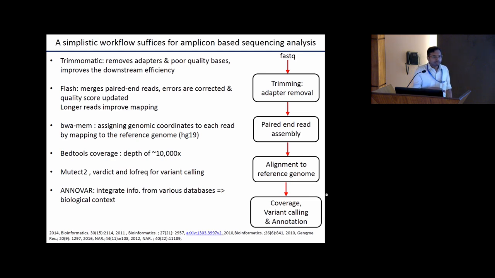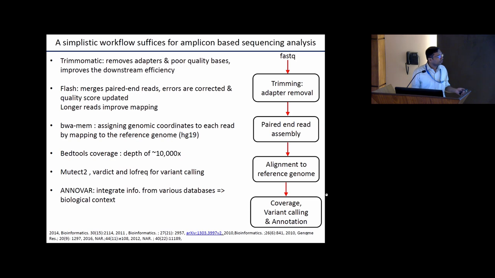Second step is to assemble the reads. For most of our sequencing assays, we perform paired end sequencing, right? That means the read is sequenced from both ends. So we need to combine those, right? And that is done using a tool called FLASH. It merges the paired end reads. It does some error correction for the overlapping part. It updates the quality score, and then these longer reads are now good to go for mapping, right?